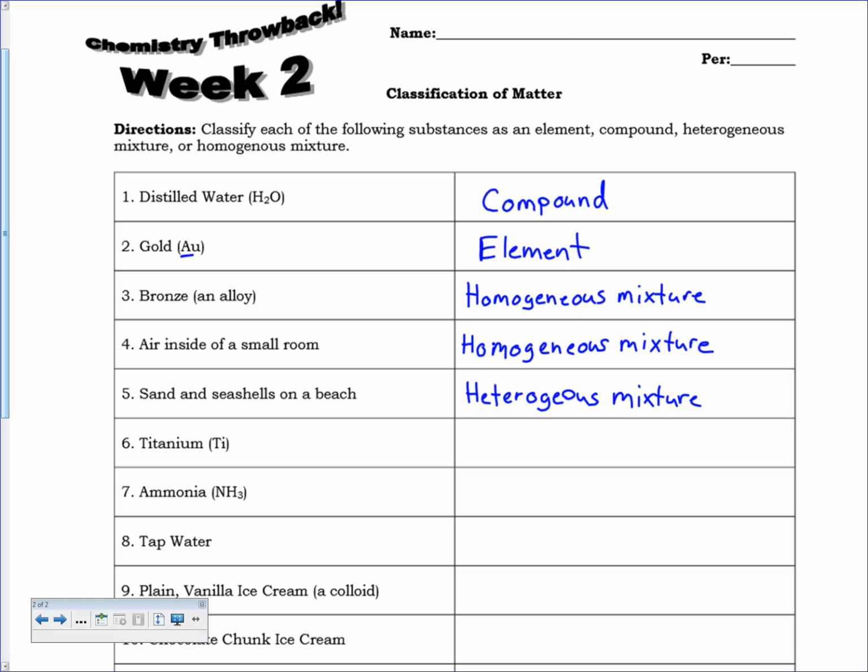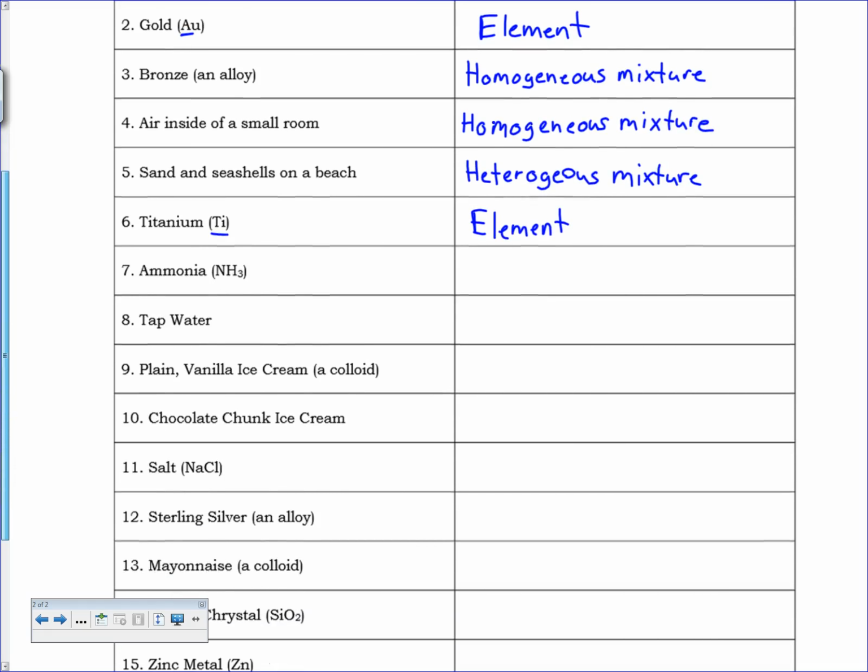Okay, titanium. Again, we've got a chemical symbol here. It's just one capital letter. It's on the periodic table, so that's an element. Ammonia, which is NH3. We've got here a formula for that, multiple elements in it. That makes it a compound. Pure substance, but multiple elements. Not a mixture.